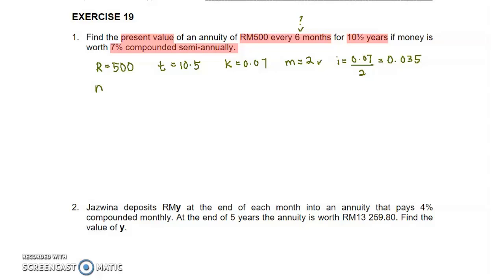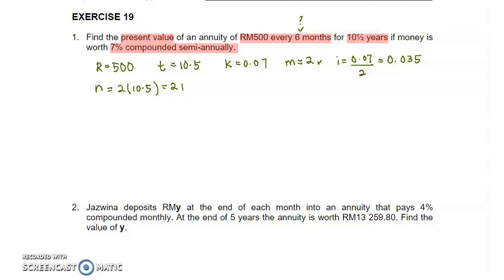So if you make payment for 10.5 years, N is how many times? N equals M times T, 10.5. So 2 times 10.5 is 21. Okay, find the present value.